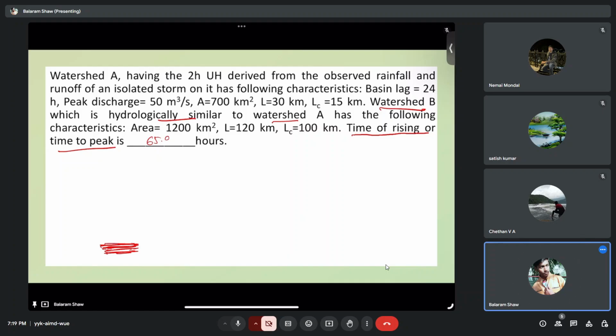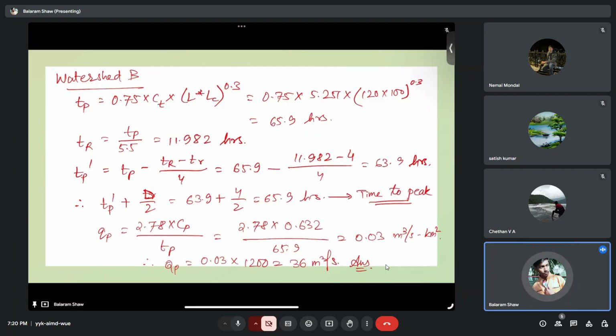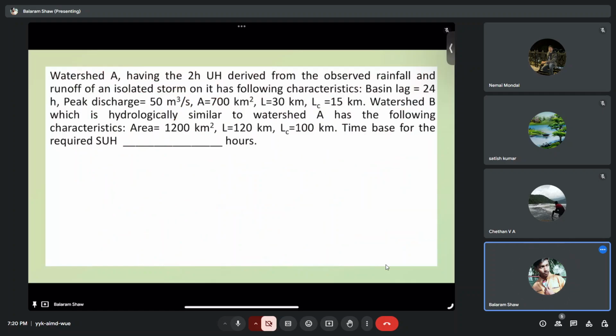Okay. It might be possible that I have done some calculation mistake. Just check once. Any questions here? I have just directly taken from the last question, last solution that we have just done. Any questions? If not, we'll move to the next question again. So the next question again it is same. Just we need to find out the time base for the required synthetic unit hydrograph.